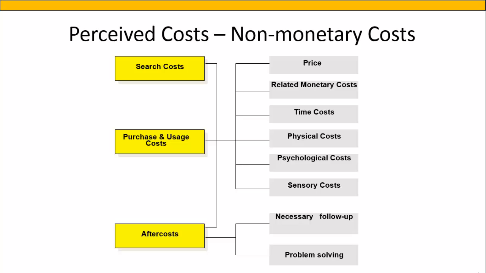Firms therefore need to take steps to minimize the non-monetary costs so that perceived value can be increased. Since perceptions of value vary widely, customers may be segmented based on factors like time savings, price sensitivity, and convenience because they all have different perceptions of value.